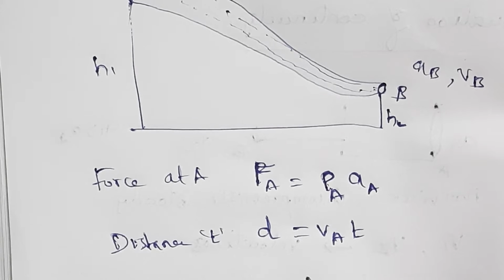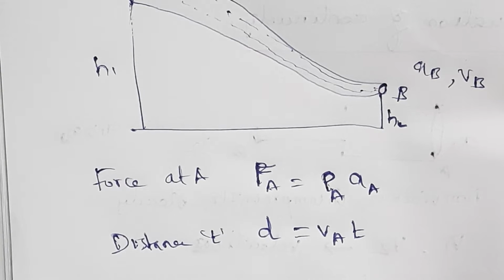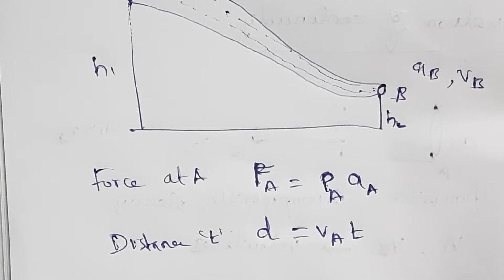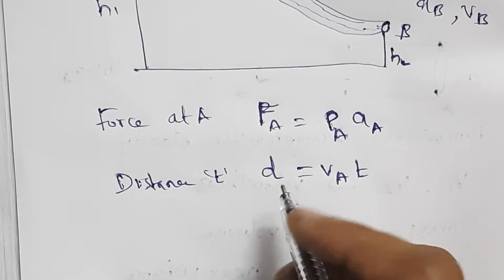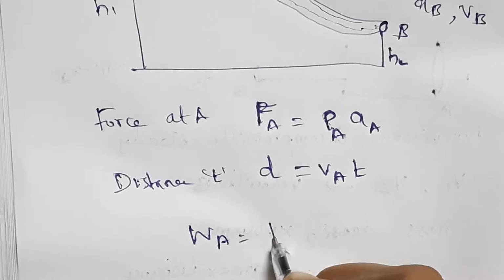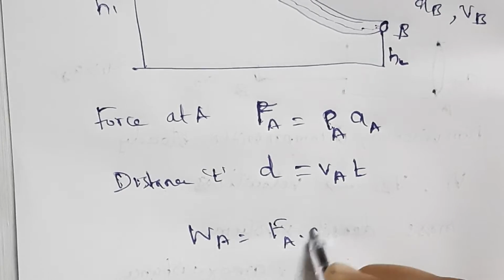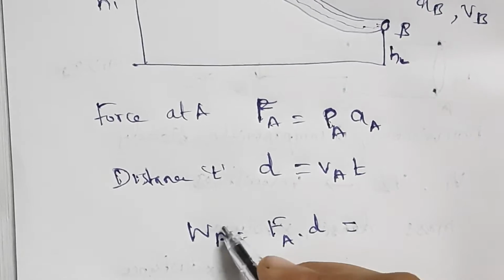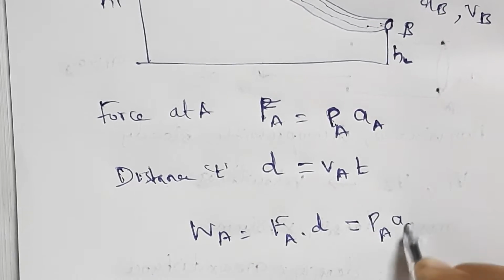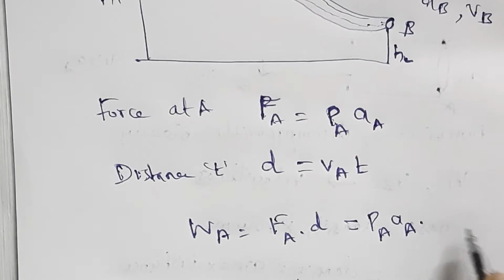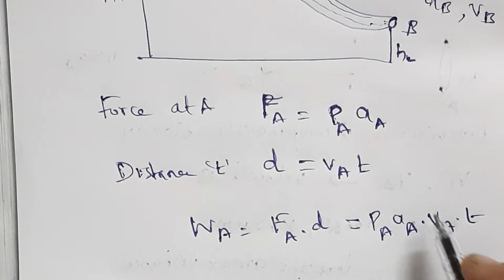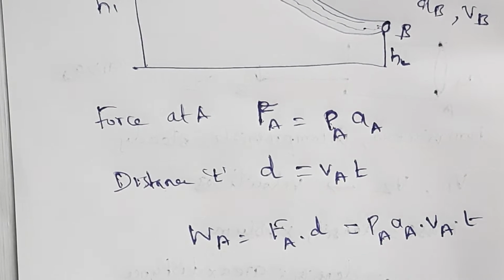Here we are going to write the pressure energy. So instead of writing energy, we can find out the work done. Work done is equal to energy. Right. So what is the work done formula? WA is equal to force into distance. Am I right? So FA into D. This is actually equal to energy. So FA is PA into AA and D is VA into T. So PA, AA, VA into T.